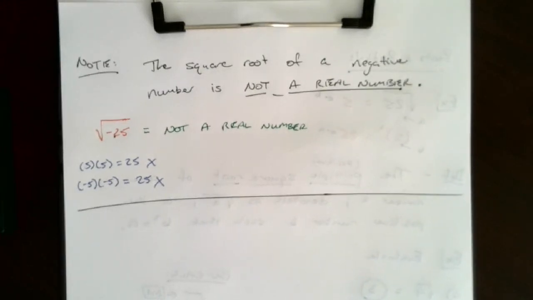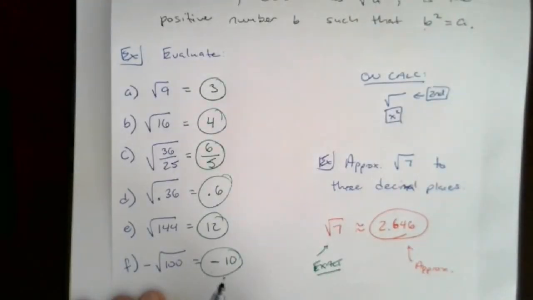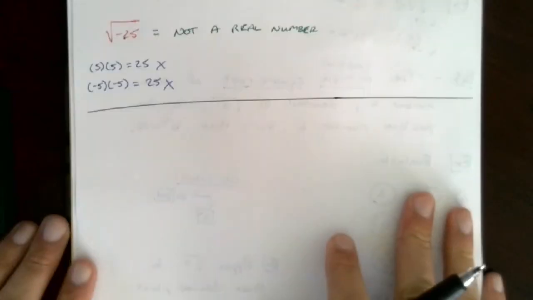If the negative is on the outside, like we saw in example F on the previous page, that's no big deal. The negative stays on the outside, right? You keep it there. So let's talk about cube roots.